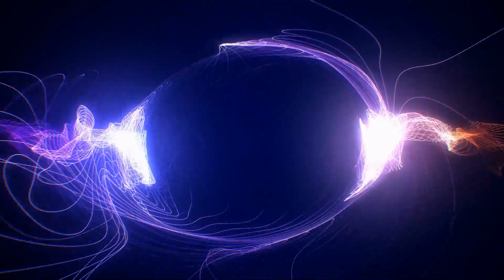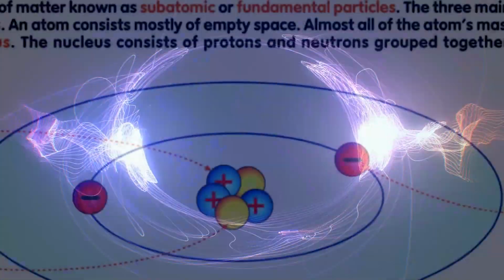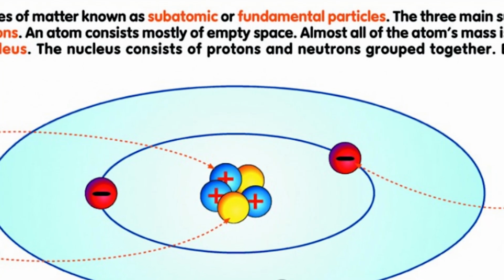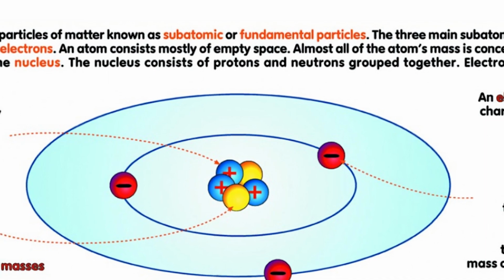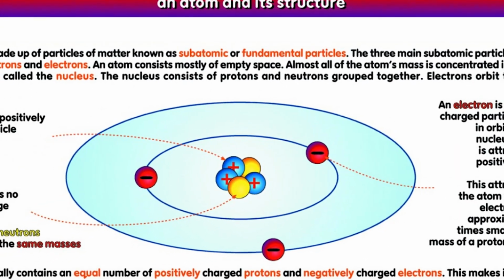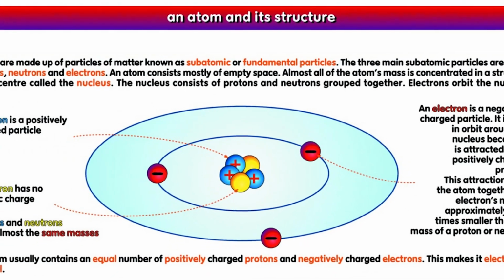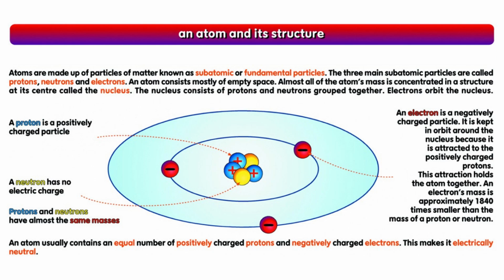Protons and electrons both carry an electrical charge, which is a force within the particles. Protons have a positive charge while electrons have a negative charge. The positive charge is usually represented by a plus sign and the negative charge is usually represented by a minus sign. Neutrons do not have any charge and are therefore considered neutral.